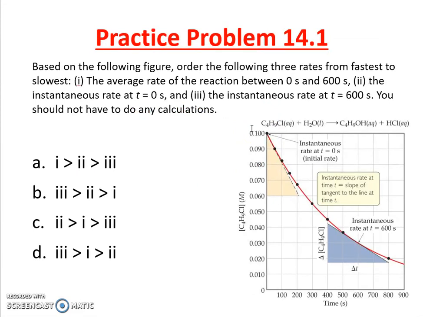In practice problem 14.1, we say, based on the following figure, order the following three states from fastest to slowest. We have three choices. One is the average rate between 0 and 600 seconds. Second would be the instantaneous rate at 0 seconds. And third, the instantaneous rate at t equals 600 seconds. You do not need to use any calculations. So you can pause the video and think about the answer.